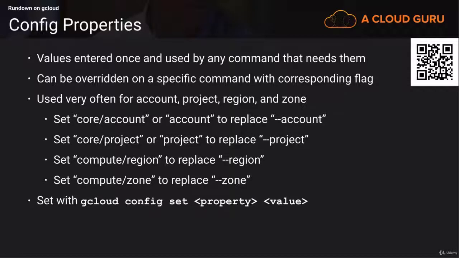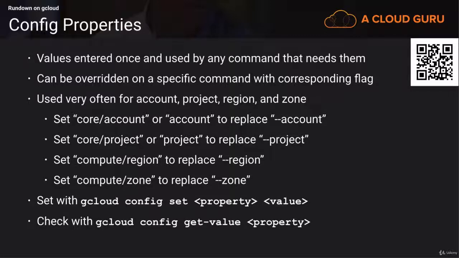Now to set any of these properties, you would type gcloud config set and then the property and then the value you want to set it to. And if you want to see what it's set to, you can check that with gcloud config get-value and then the property name. And if you no longer want a particular property to be set, you can clear it with gcloud config unset and the property.